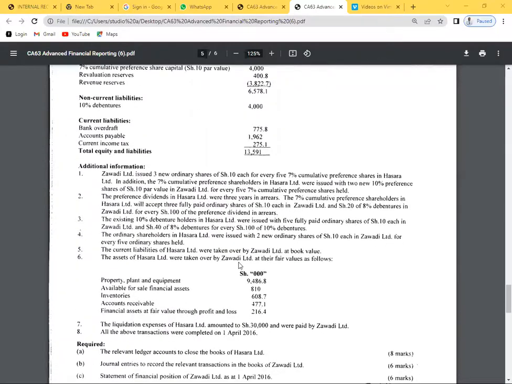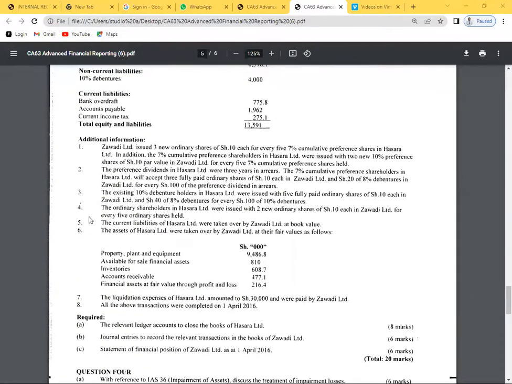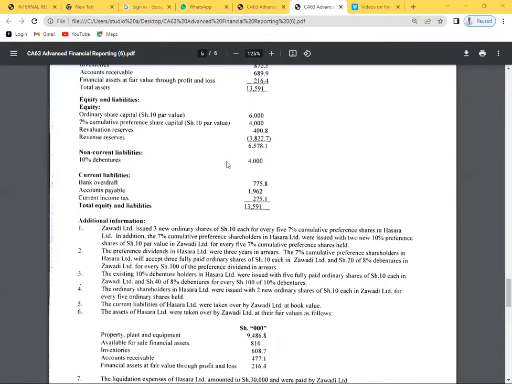They told us in note number 5 that current liabilities of Asara Limited were taken over. So go to the current liabilities and take them exactly the way they are. Start with bank overdraft, which is a current liability. Bank OD is 775.8.